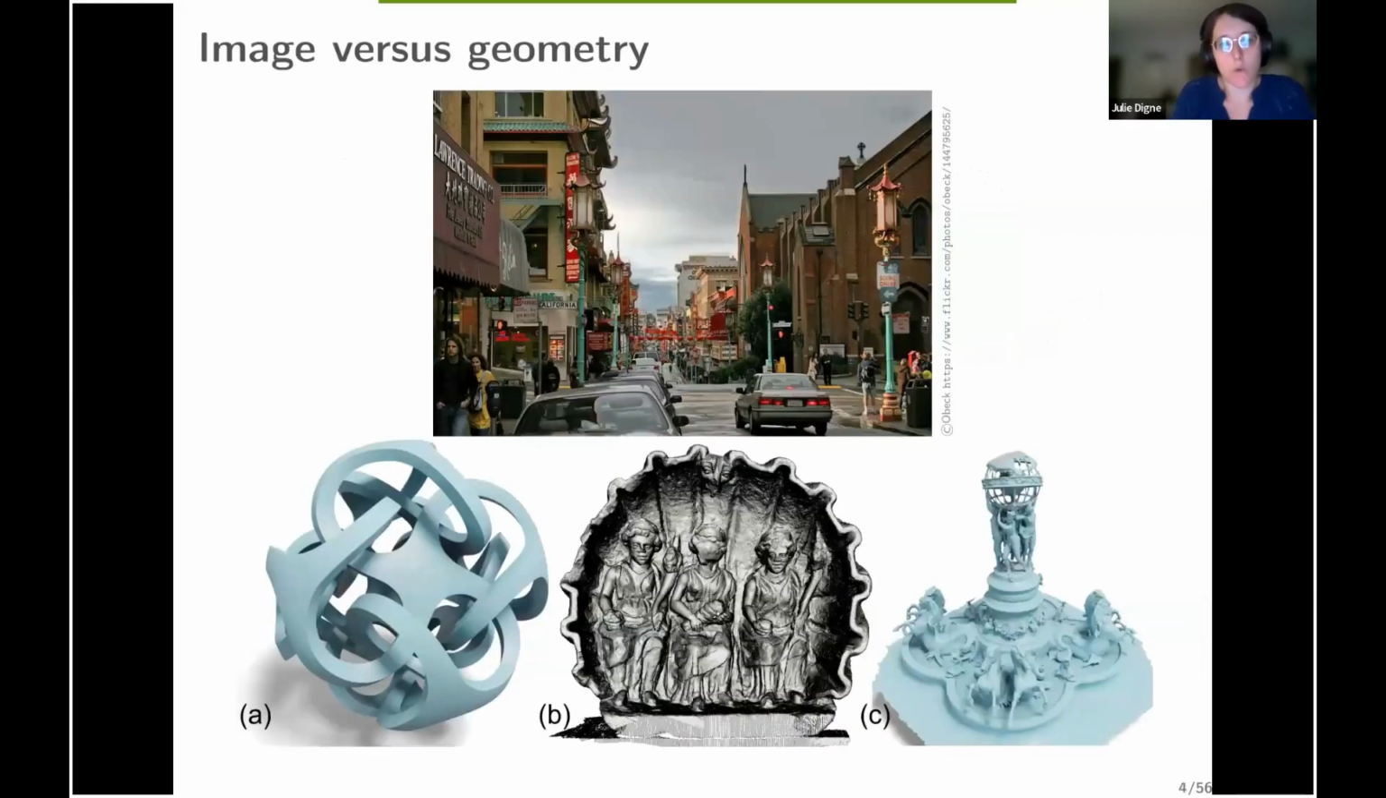So one more thing I'd like to point out on the topic of surfaces versus images.